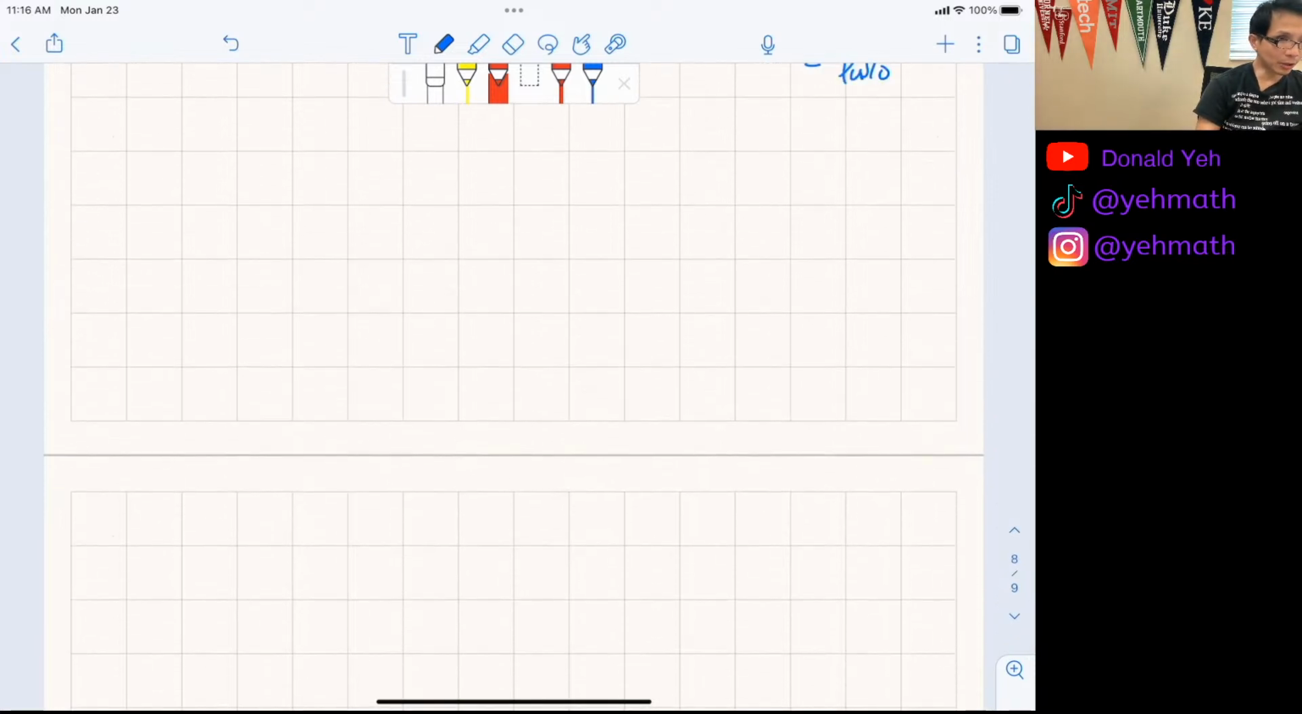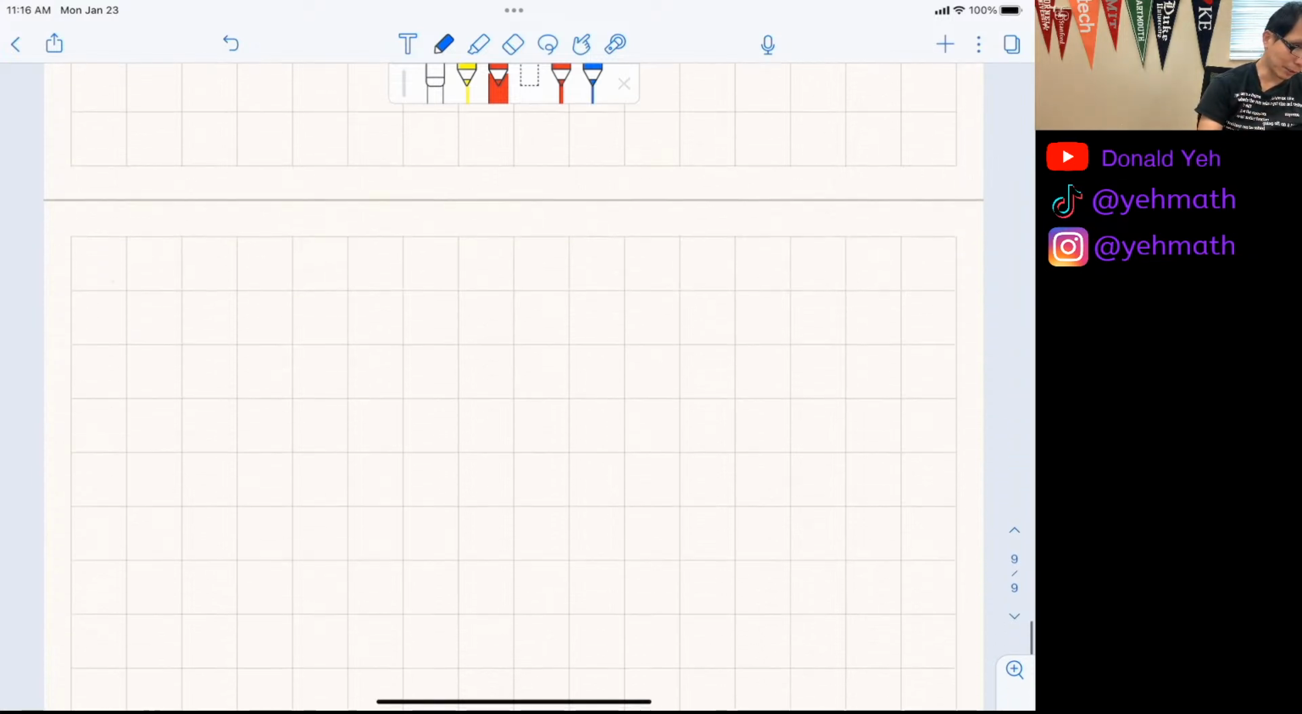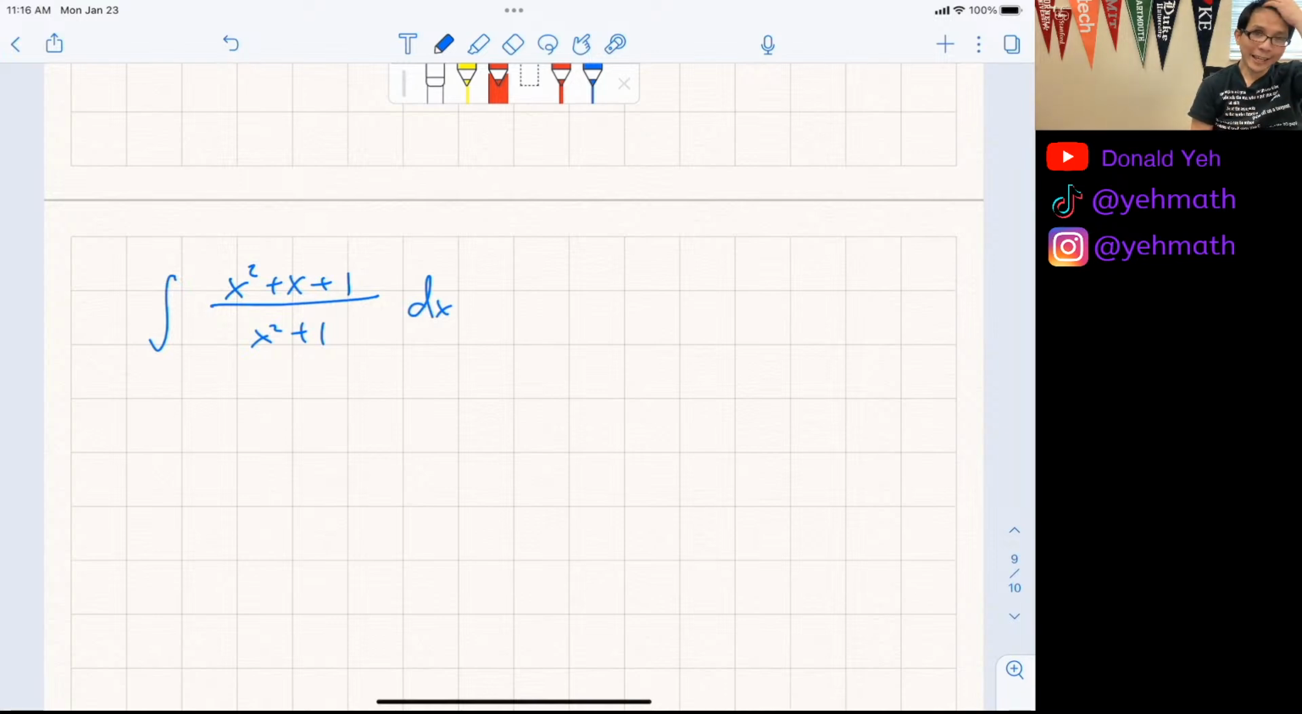The next couple of questions are going to be a little bit harder now. So we finished all the easy level. Now the harder level is going to look like this: x squared plus x plus 1 over x squared plus 1 dx. This one, I will think about algebra first. How do I think about algebra? There are two ways to think about algebra here. The second way is more hidden. Not a lot of people can see that.